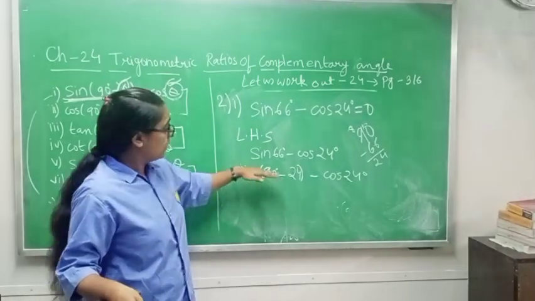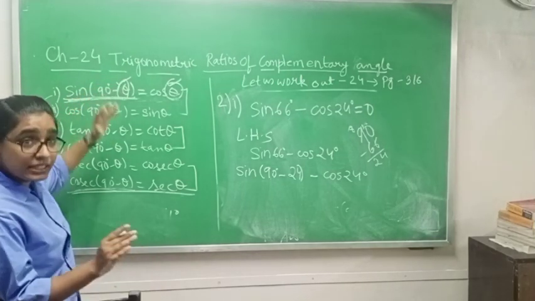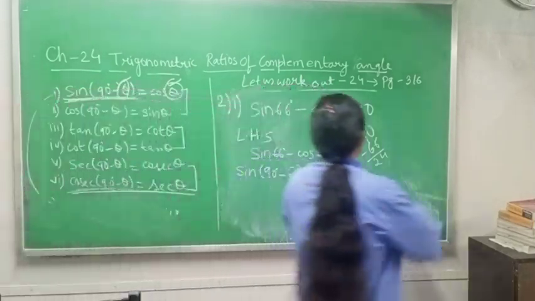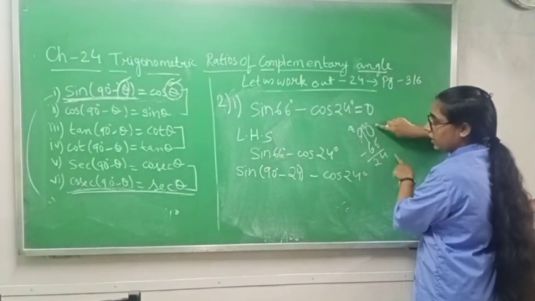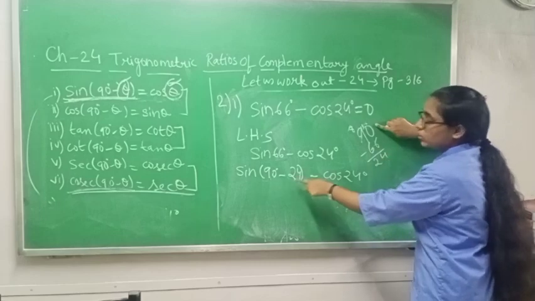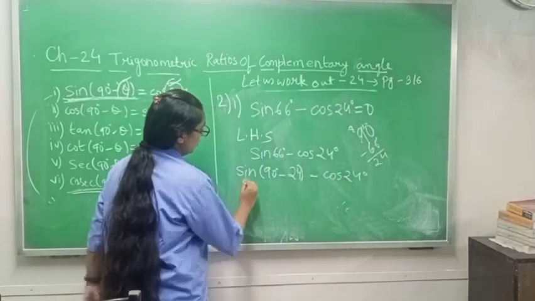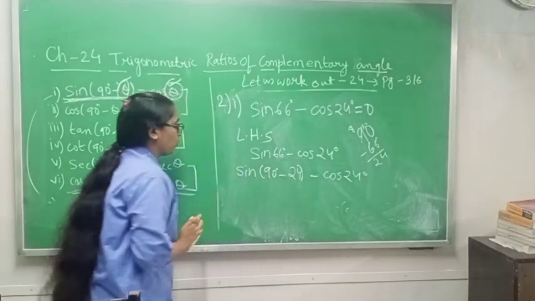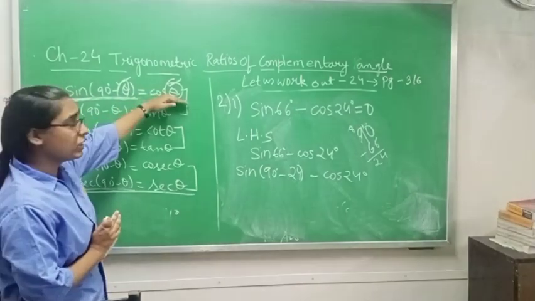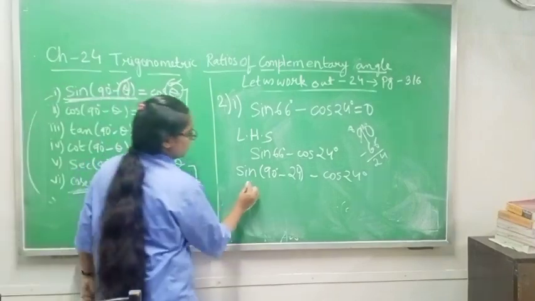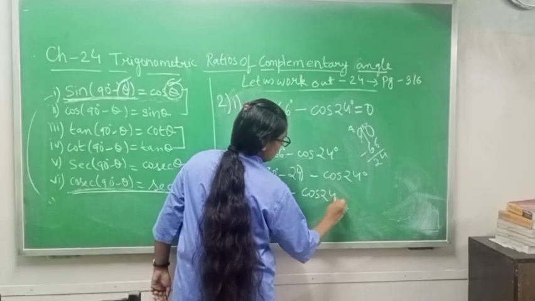First you write sine, then 90°, because it is given as sin(90° − θ), then you have to write the theta angle. How will you write it? You subtract this angle from 90°. When I subtract 66 from 90, I am getting 24. So this angle I have to write here. This method is also easy. So now sin(90° − 24°). In this case I can write cos 24° because theta is 24 here. So we will write cos 24° − cos 24°.